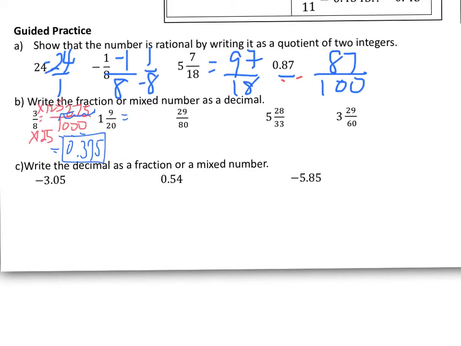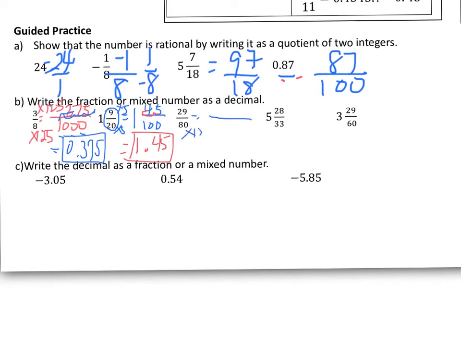Here, I can copy the 1 and simply convert this to a decimal. So 20 times 5 is 100. 9 times 5 is 45. And I can shift the decimal here 2 places to the left to get 1.45.